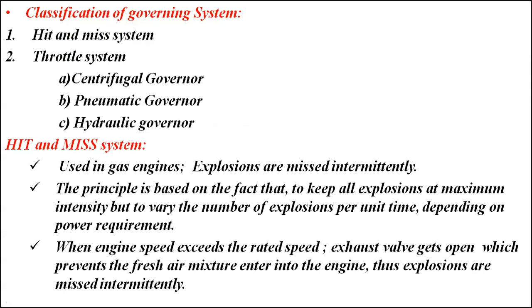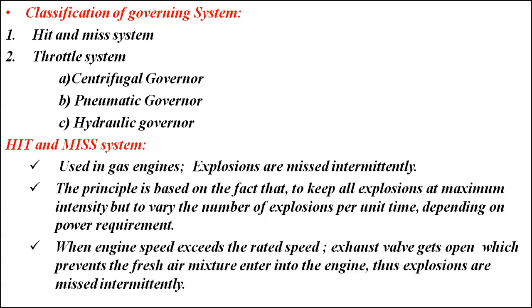The governing system can be classified into two types. One is the hit and miss system and the other is the throttle system. The throttle system can be divided into three types, such as centrifugal governor, pneumatic governor and hydraulic governor. All three governors have different functions and different operating systems. First we discuss the hit and miss system.